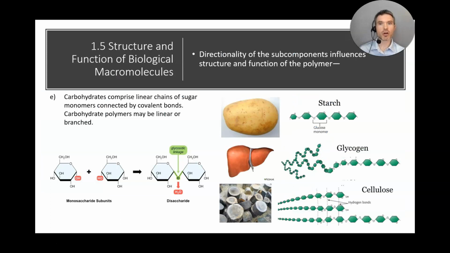So the third macromolecule that we're going to discuss is carbohydrates. These comprise linear chains of sugar monomers connected by covalent bonds. Carbohydrate polymers may be linear or they may be branched. For example, the starch molecule is a linear chain, whereas glycogen, this is how our body actually stores carbohydrates. This is a branched molecule. This is in contrast to cellulose. This is the way that plants store carbohydrates. Their chains are much more linear and longer. Animal cells versus plant cells, we store carbohydrates differently.